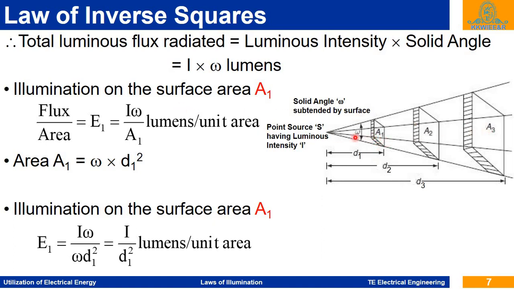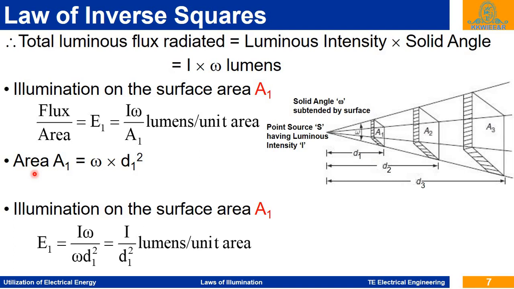So first we find out the illumination on the surface A1, which is equal to flux radiated by this point source divided by area of this surface. So flux upon area. E1 is the illumination at surface A1, which is equal to I omega, total luminous flux radiated by the source, divided by A1, area of first surface. And it is lumens per unit area.